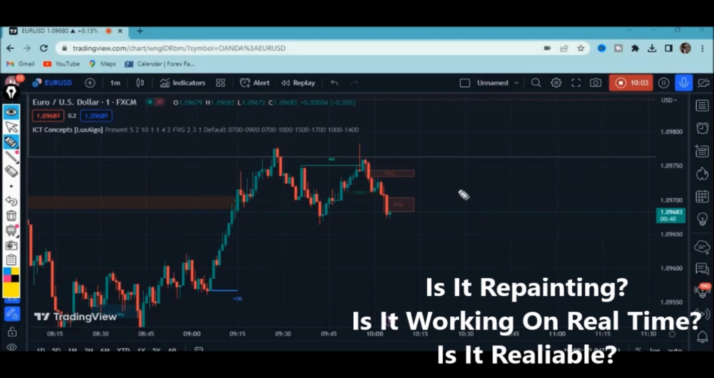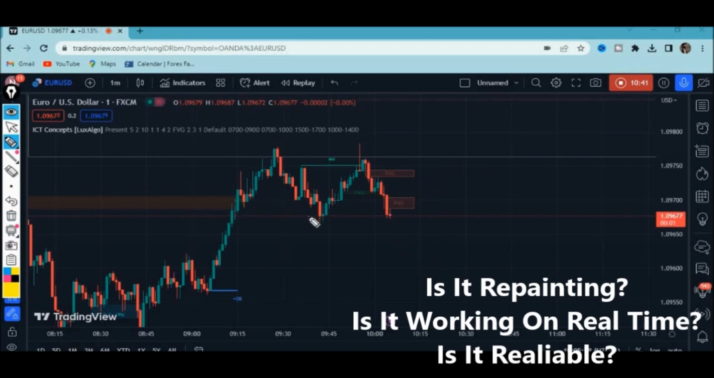Again, there is an average zone over here shown by the ICT concept by Lux Algo, and remember, for sure we are on our support zone at this given point, and being on our support zone, we expect the market to rise, but we got a bearish average zone. So let's wait and see how the market is actually going to behave when we have this bearish average zone, whether there will be a continuation or rather there will be a reversal. So let's wait and see what is really going to happen.